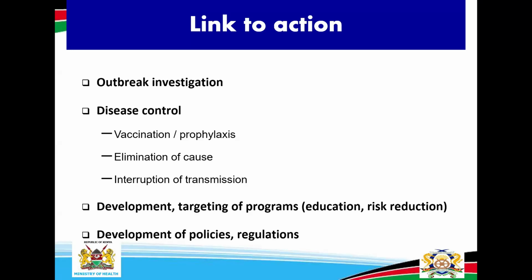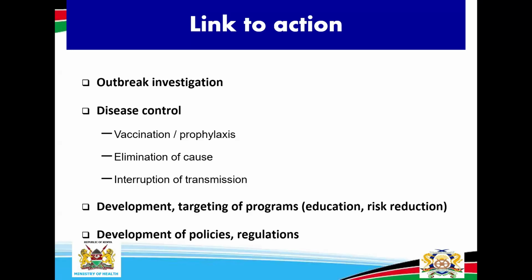I think alert and action thresholds are a topic on their own that we will incorporate in the future. But when you're collecting data, you need to know if you can do an outbreak investigation, depending on the analysis that you have done. And then this data can also tell you if you need to do disease control. When we talk of disease control, there are several activities that can be undertaken. That includes vaccination, if it's a vaccine preventable disease, or the use of prophylaxis.